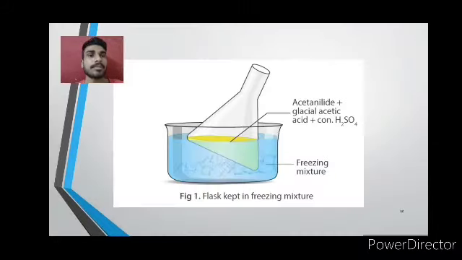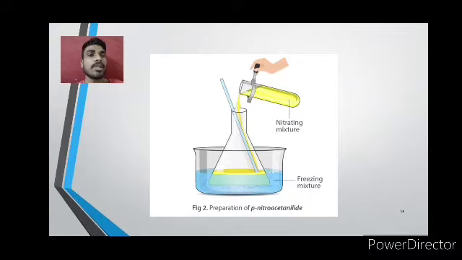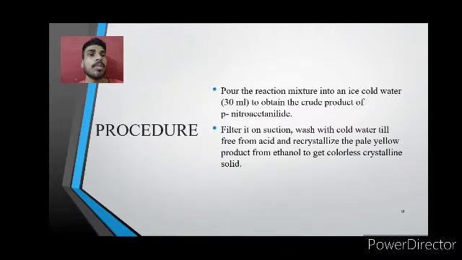Here the conical flask having the acetanilide, glacial acetic acid and concentrated H2SO4 is kept in a freezing mixture of ice, and the nitrating mixture is added slowly. The nitrating mixture is concentrated sulfuric acid and concentrated nitric acid. Then pour the reaction mixture into cold ice water to obtain the crude product of para-nitroacetanilide. Filter it on suction, wash with cold water till free from acid and recrystallize the pale yellow product from ethanol to get a colorless crystalline solid.